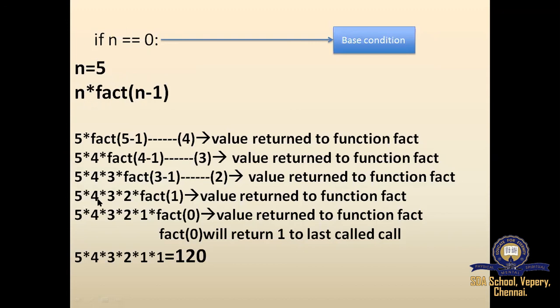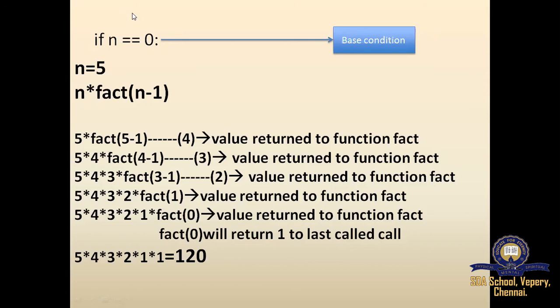Now it will be 5 into 4 into 3 into 2, fact of 1. Your user-defined function will get the value 1. 1 is equal to 0. No. So you'll come to else part and execute here. n into fact of n minus 1. So 2 minus 1 is 1. 1 equal to 0? No. Once again, we'll come back here. n into fact of n minus 1. 1 minus 1 will change to 0. At the fifth step, it will change to 0.